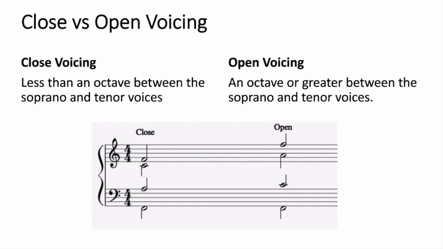To the right, you see an example of open voicing. Open voicing is when we have an octave or greater between the soprano and tenor voices. In this example, we have F5 in the soprano voice and C4 in the tenor voice. That's more than an octave apart, so this triad is voiced using an open voicing.